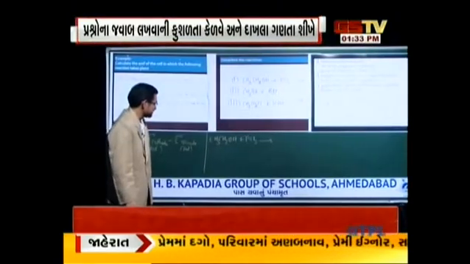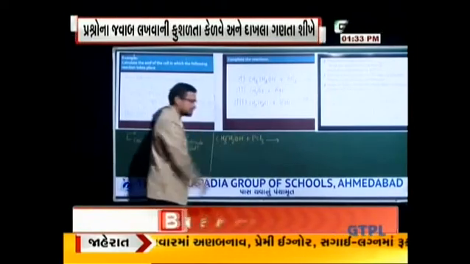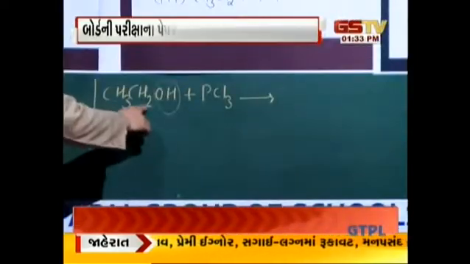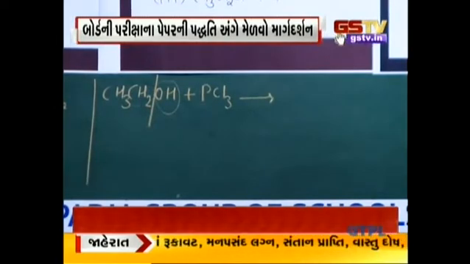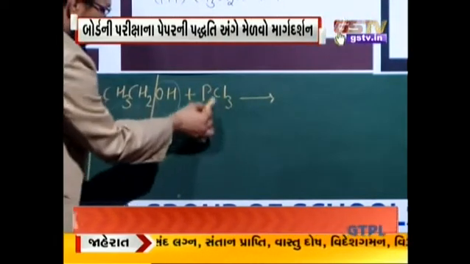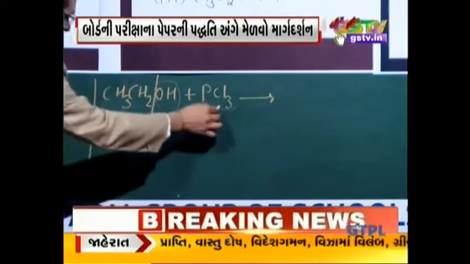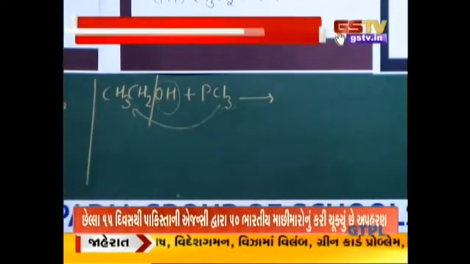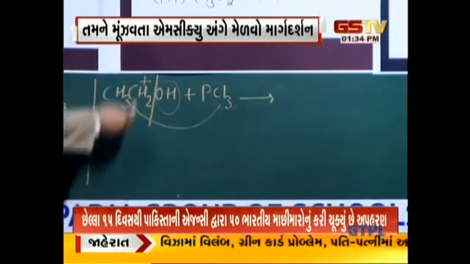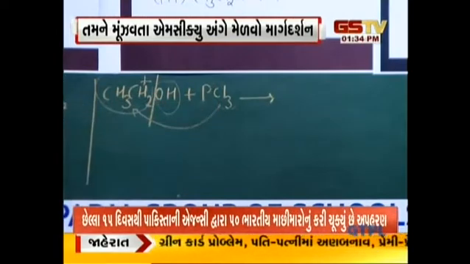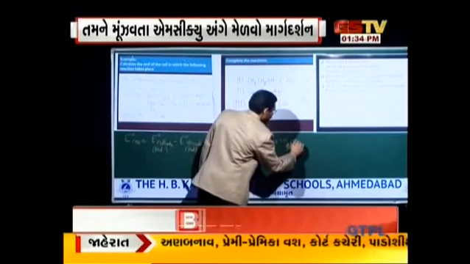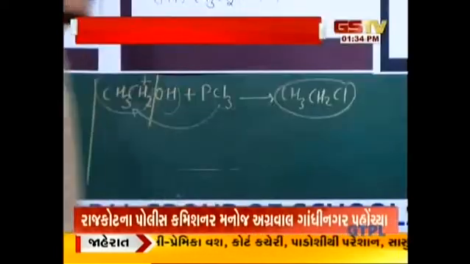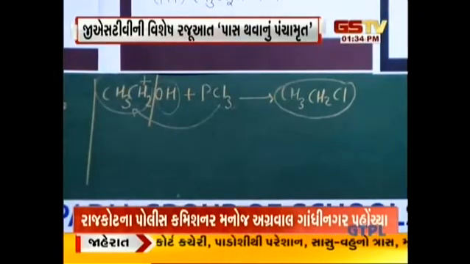In this reaction, OH is the nucleophile in the CH3CH2OH compound. So the bond is divided like this, and in PCl3, chlorine will react with the CH3CH2 plus ion, because this one is a plus ion and chlorine is a negative ion. So we will get CH3CH2Cl as the main product.